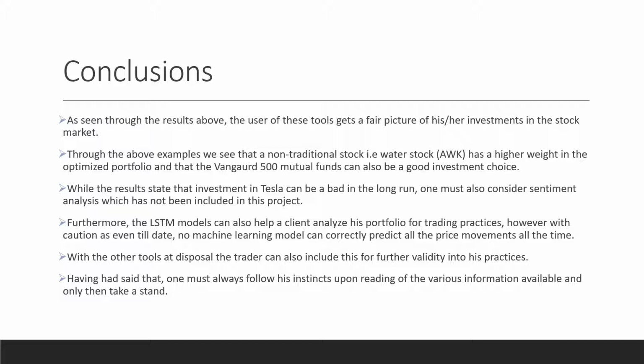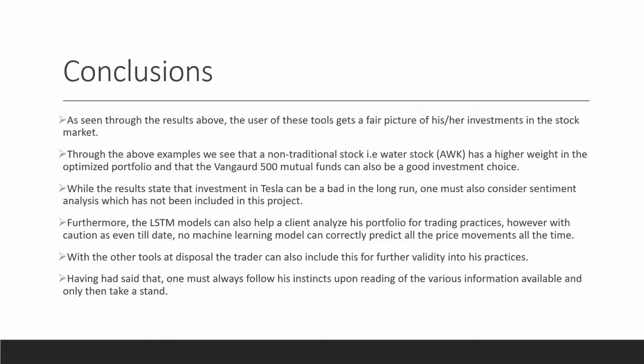Now, conclusions. As shown before, these are just tools to get a fair picture of your investments in the stock market. In the above example, it might be a very shocking revelation that a non-traditional stock such as a water stock has a higher weightage in the optimized portfolio, and that the Vanguard 500 is also a good investment choice. But in comparison with the tech companies such as Google and Tesla, this stood out very nicely. This can be very eye-opening for people who just want to investigate certain stocks in retrospect with each other.